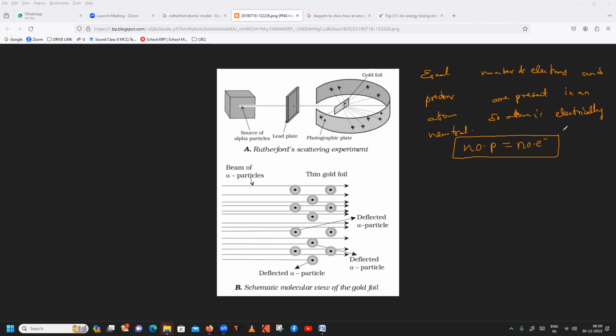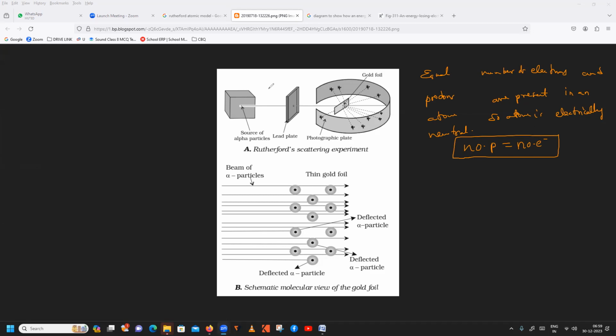So this is Rutherford's atomic model. If anybody has any doubt, you can ask me. If they ask what the Rutherford atomic model is, you have to say all these 6 points with the proper explanation. Agalya, do you understand? Any doubt?